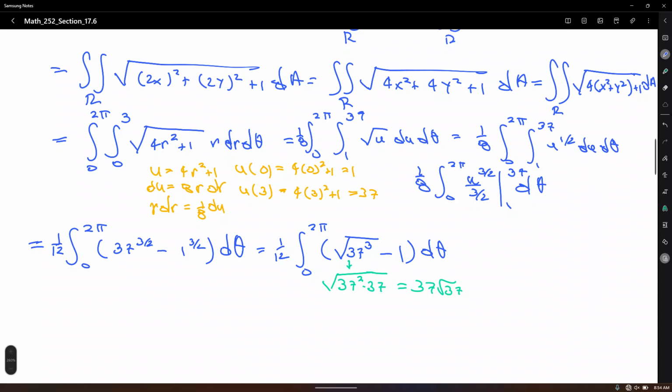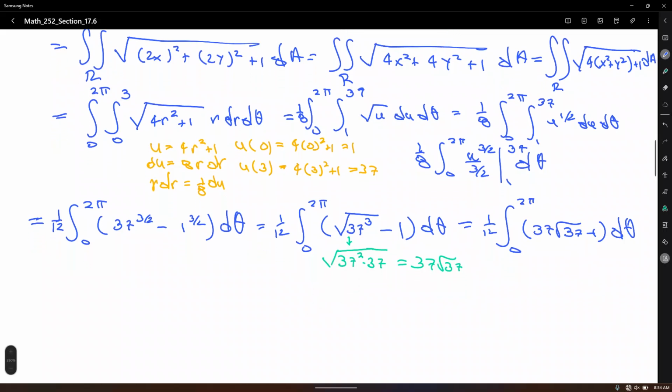Whatever that is, okay? So that is 1/12 integral from 0 to 2 pi of 37 root 37 minus 1 d theta. That's just a constant, right? That's just a constant. 1/12 times 37 root 37 minus 1. All right? So the integral of d theta, what's that? Isn't that theta? From 0 to 2 pi, that equals 1/12 times 37.